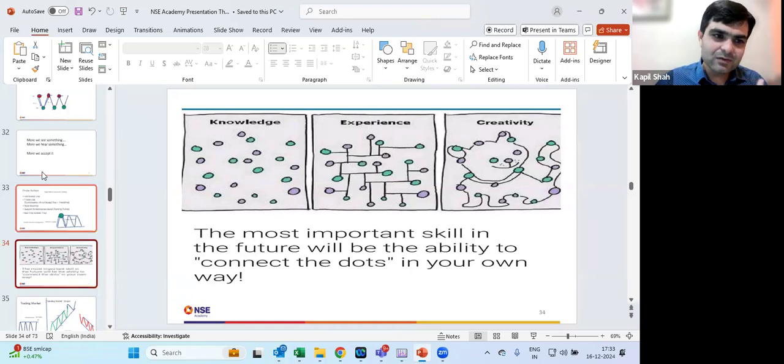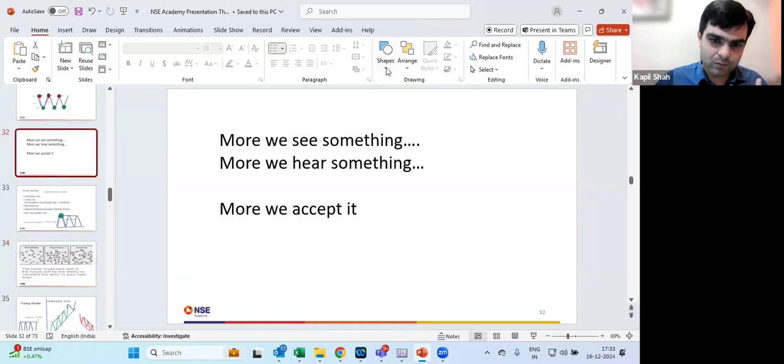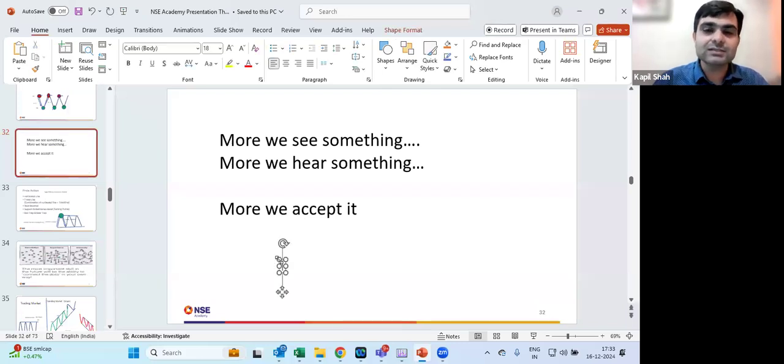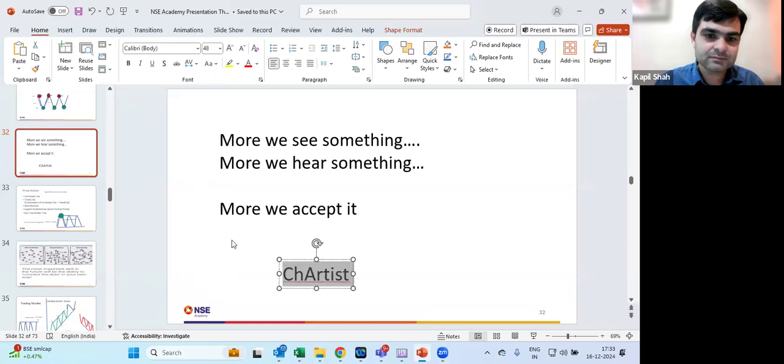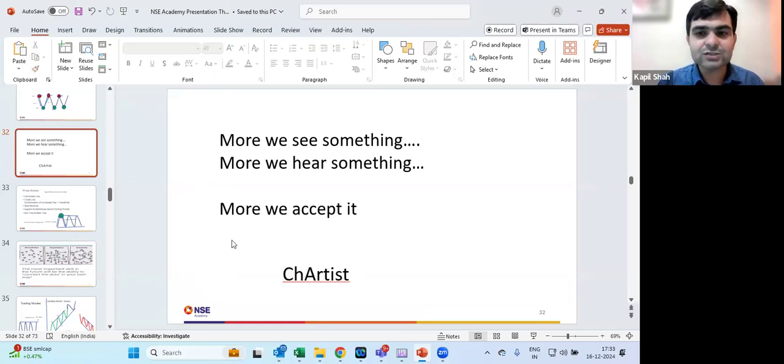So normally we call ourselves a chartist because we look at the chart. But within the chartist, let me see how you figure out this thing. Do you figure out something in this? We are a chartist, but we have to do things a little bit artistically.